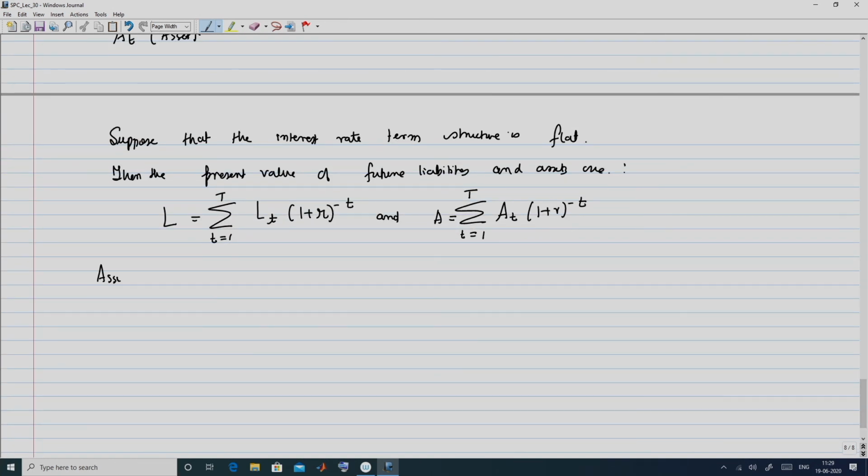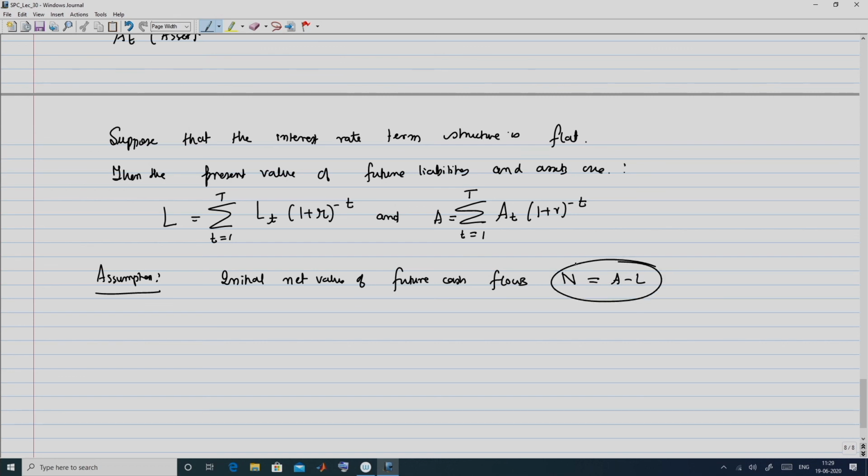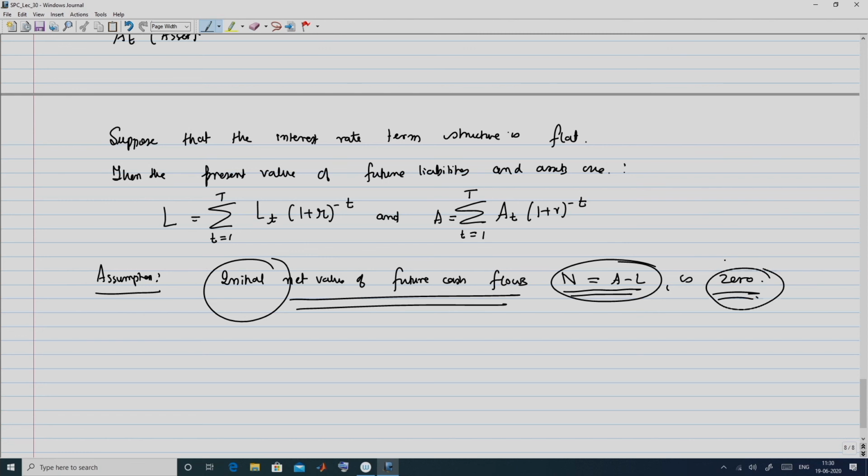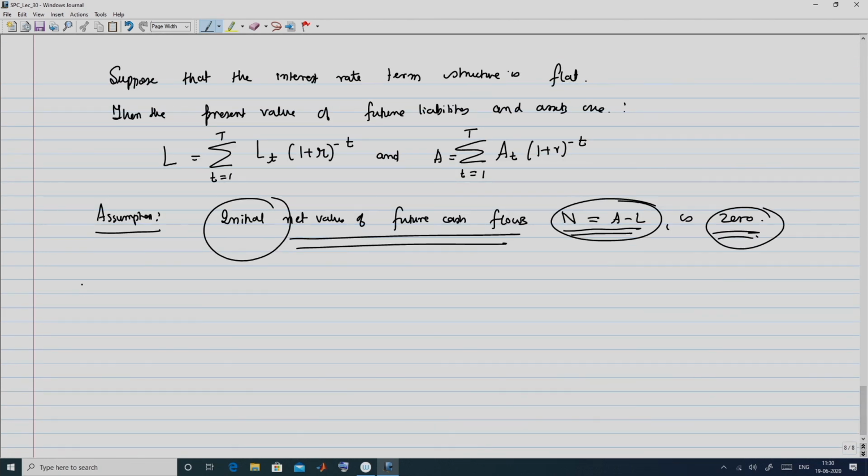And the assumption is that the initial net value of future cash flows, I will denote by N, is equal to A minus L. So, this is the net value, and this is 0 at the initial time. So, N equal to A minus L is the generic net value of future cash flows, and at the initial time point we take this to be equal to 0. So, initially we have A equal to L.